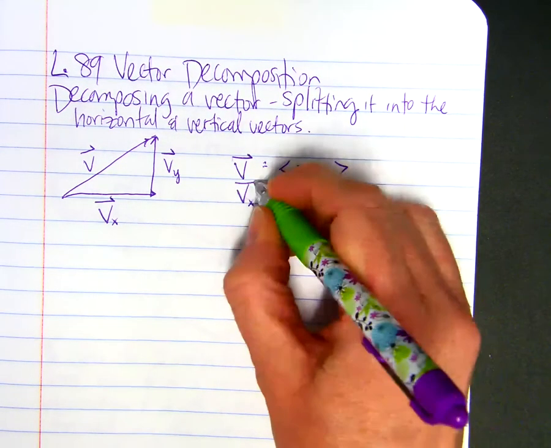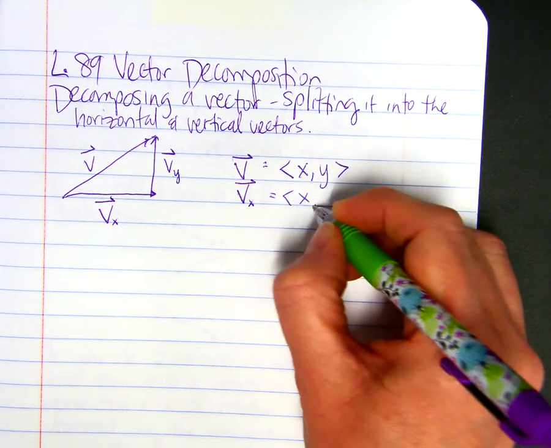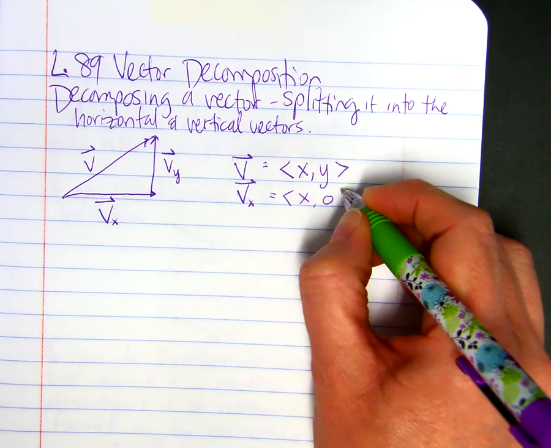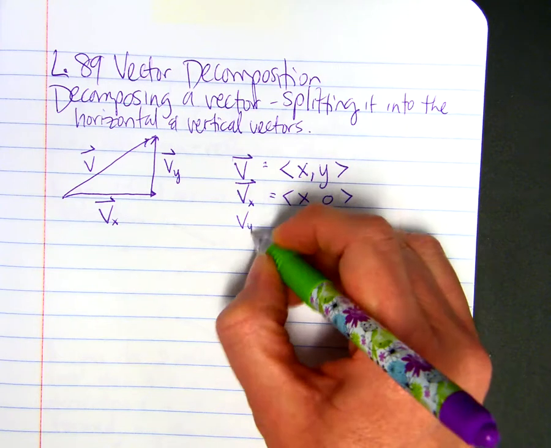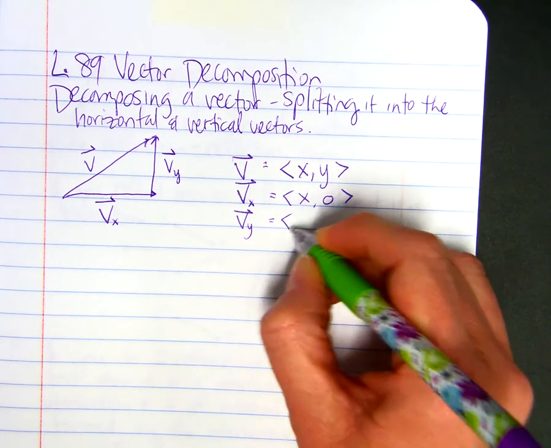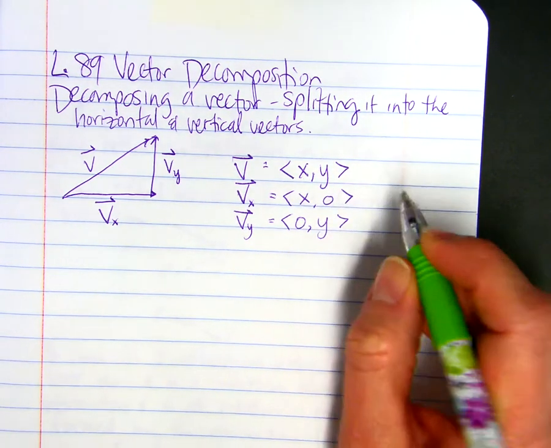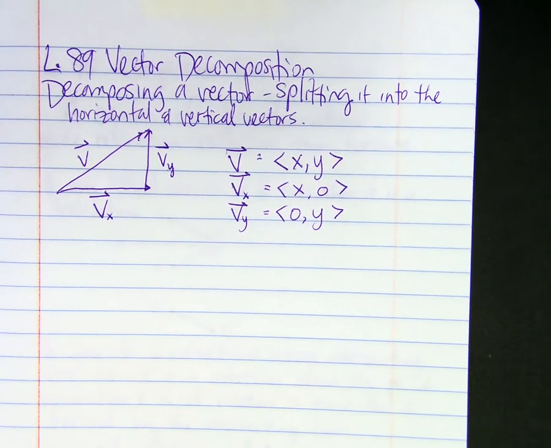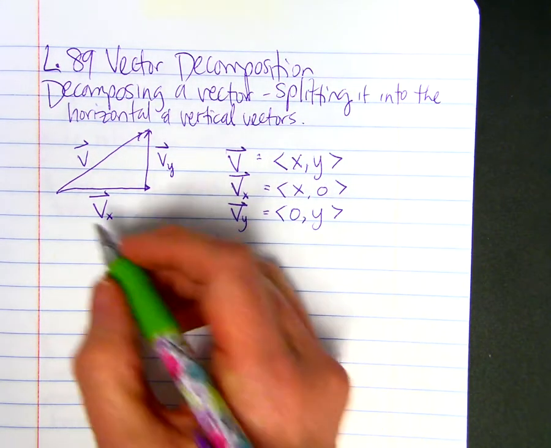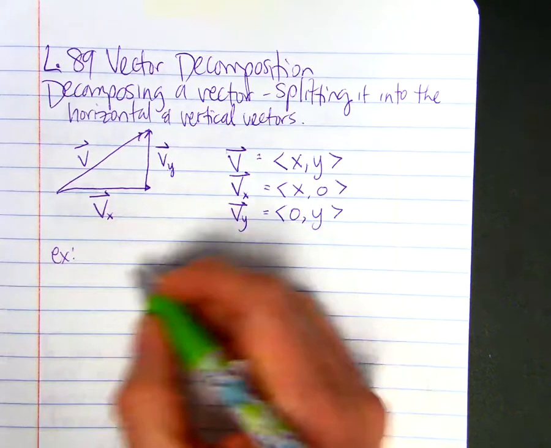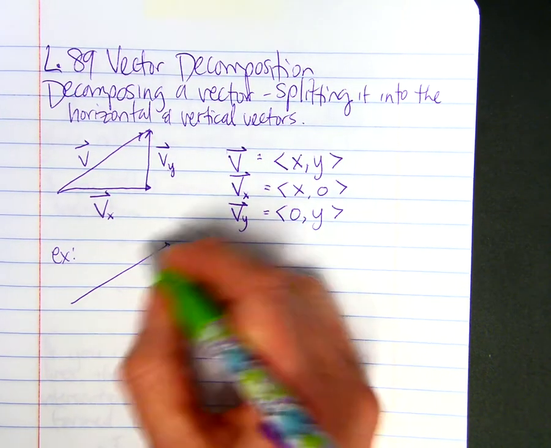V sub x is just the vector x, 0, and v sub y is the vector 0, y. So that's decomposing a vector. So here's an example. We have vector 2, 3.